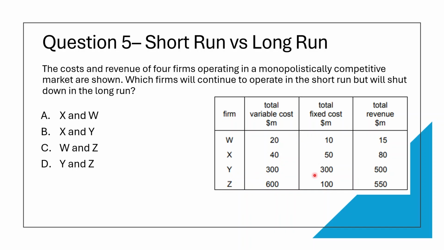Similarly, in the case of Y, total variable cost and total fixed cost are 300 plus 300, so your total cost is 600, and your total revenue is just 500. So in the long run, these 2 firms will shut down. So the correct answer is X and Y. Key logic to remember: in the short run, firms continue if TR is greater than or equal to TVC. In the long run, they will only continue if TR is equal to or greater than total cost, the sum of these 2 together.